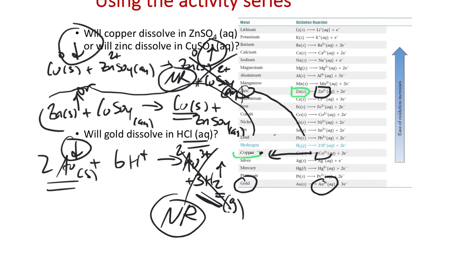Okay, so this is using the activity series to help predict when oxidation reduction reactions occur. Just remember, you want to start higher up on the metal side. You want to start with metals that are more reactive to produce metals or nonmetals that are less reactive.